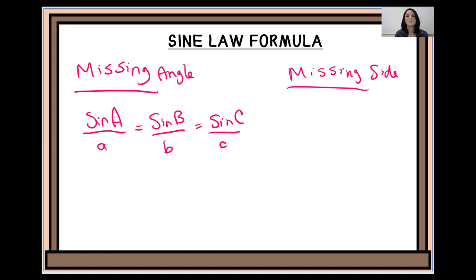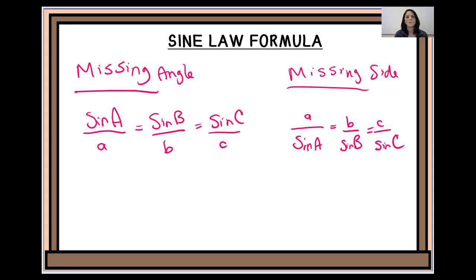And then if we're missing a side length, we reverse the formula, or flip the formula, or think of it as the reciprocal formula. So the side lengths, remember when we're labeling a triangle, are denoted with lowercase, and angles are denoted with uppercase. We're going to talk about that next. So a over sine capital A is equal to b over sine capital B is equal to c over sine capital C.